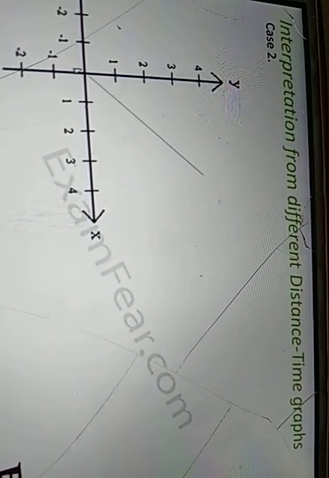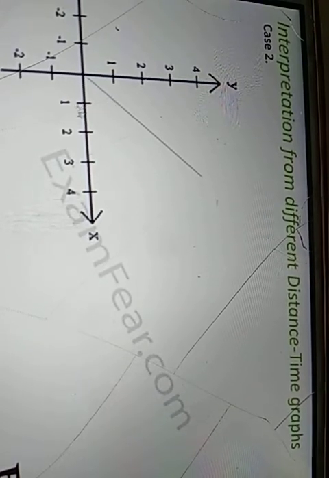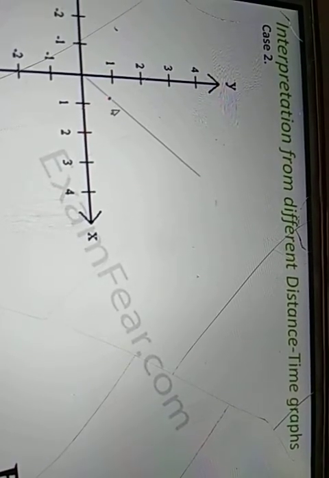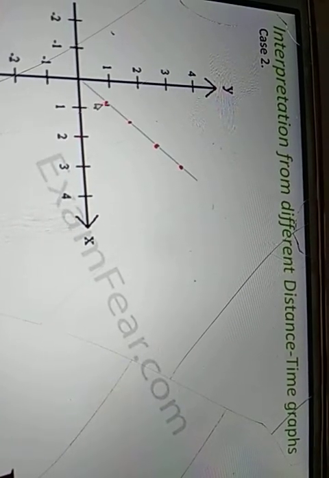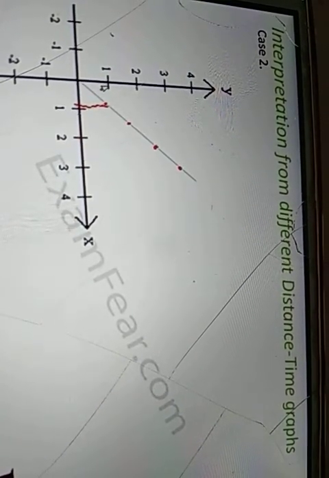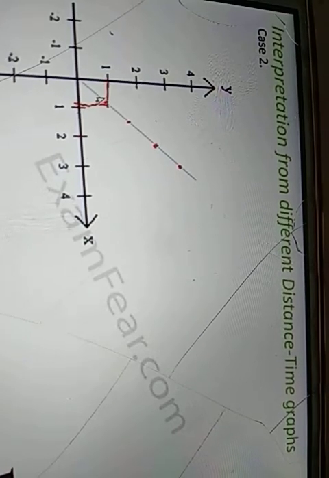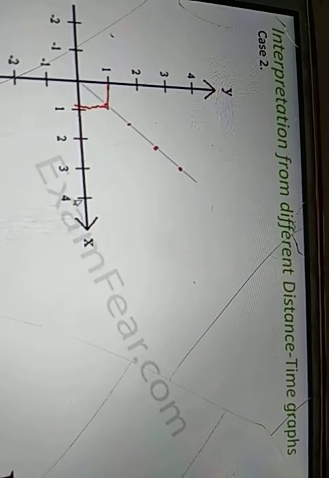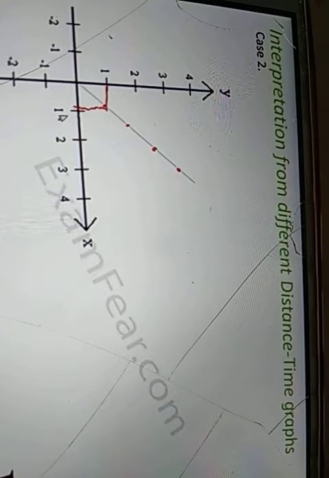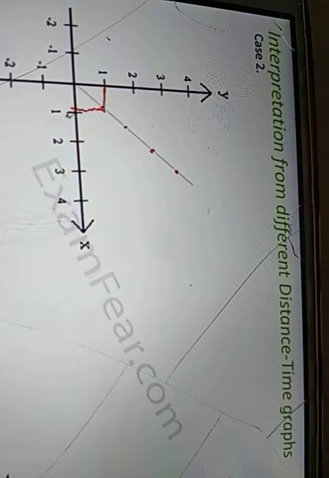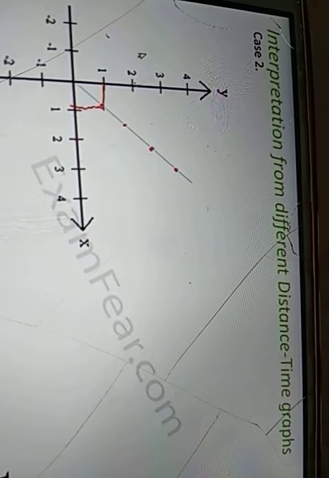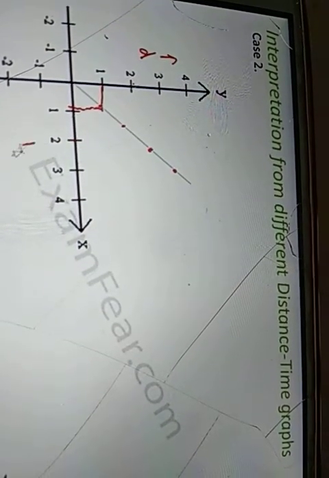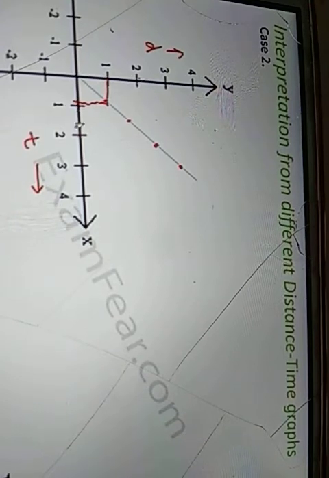Here you see a different graph. So here you have a graph like this where you see the time is increasing. Each point on the graph corresponds to a point on the x-axis and a point on the y-axis. As the value of time is increasing from 1 to 2, similarly the distance covered is also increasing from 1 to 2 and 2 to 3. So as time is increasing, the distance is also increasing in this case.